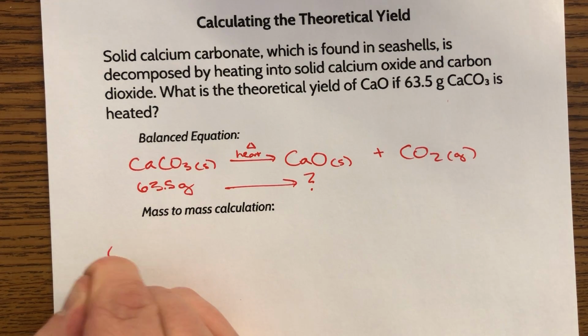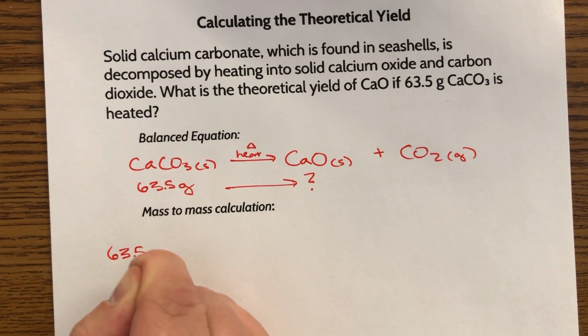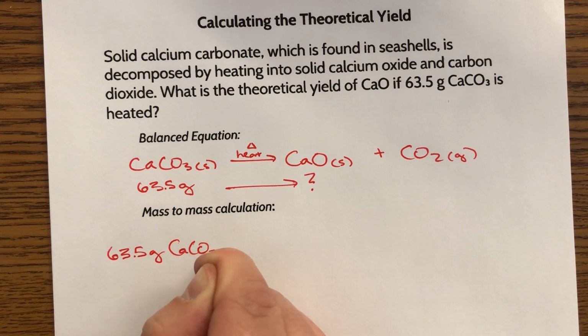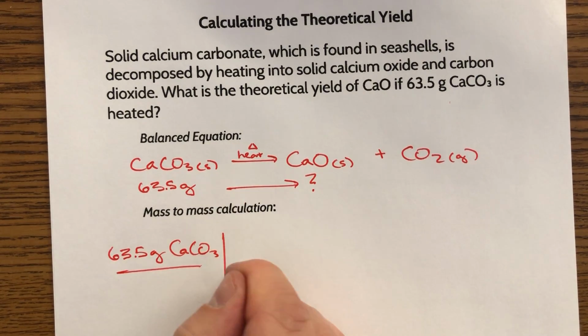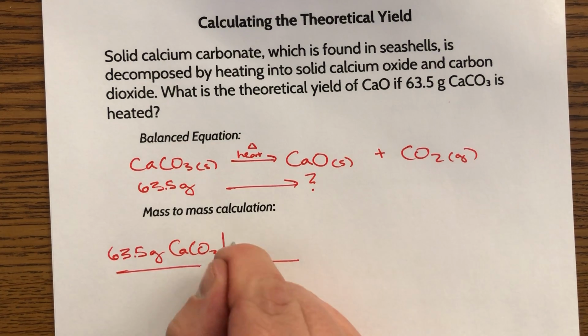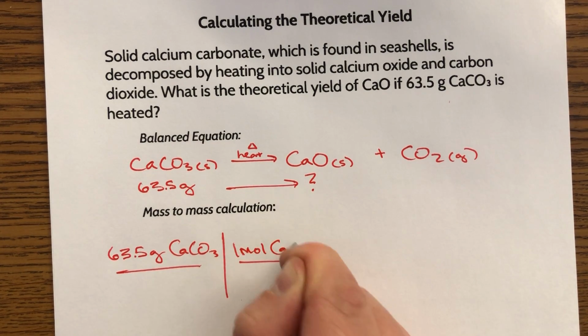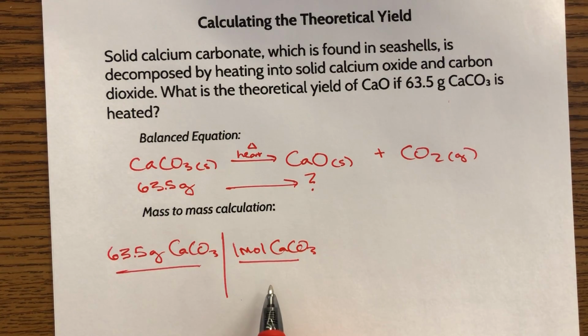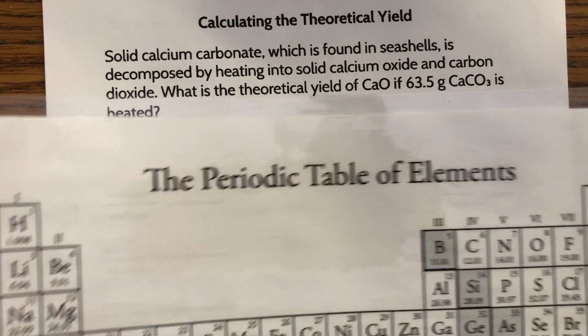So we have 63.5 grams of CaCO3. We're going to do our picket fence, and we need to convert this into moles. So we're going to have 1 mole of CaCO3. Now we need to find that molar mass, which is found in the periodic table. So let me pull out my periodic table.